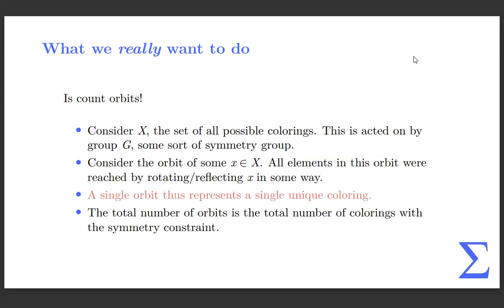Question? I know it's a lot, so take some time to digest it. There's a lot of vocabulary, and I'll keep re-explaining what an orbit is and other things like fixed points. We'll keep coming back to it. But this is the big idea of why we want to count orbits. And Burnside's lemma is just a thing that counts orbits. It's just a formula for the number of orbits.